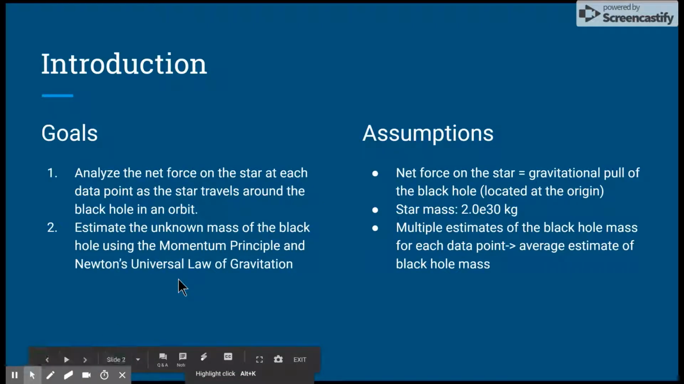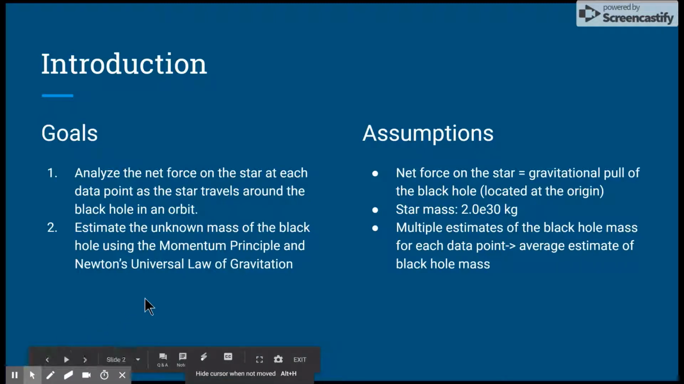The goal of this lab is to analyze the net force on the star at each data point of its movement as it travels around the black hole. Through analyzing the net force and its parallel and perpendicular components on the star, an estimation of the black hole's unknown mass can be made using Newton's second law, also known as the momentum principle.